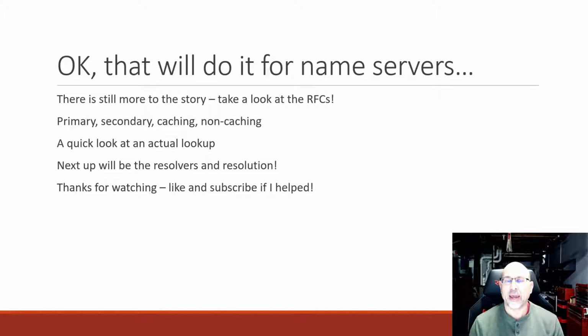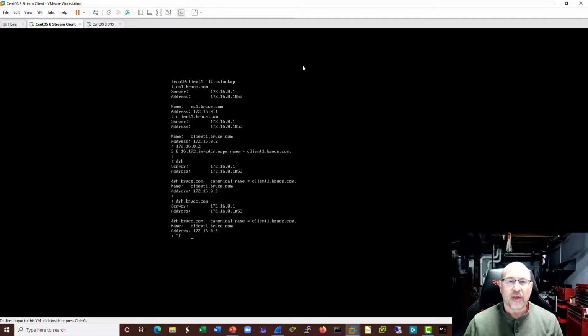Let's take a quick look at an actual lookup. So we'll start with these basic queries here. These are queries that I just made of the same name server that we did in the build from the previous video. In the first, we have a forward lookup, ns1.bruce.com, and then we've got client1.bruce.com. And then there's a reverse lookup, 172.16.0.2 right here, and we can see that that came back with the name instead of the IP address. And then right here is a CNAME lookup.